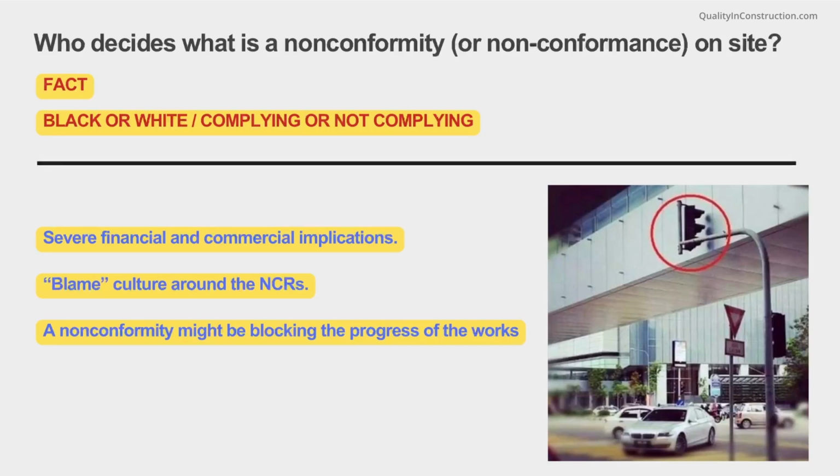A non-conformity might also be blocking the progress of the works, especially when it is directly linked with the next construction stage and it has to be closed or rectified before moving on. This might actually be catastrophic for the contractor if we're talking about an activity that is on the critical path.